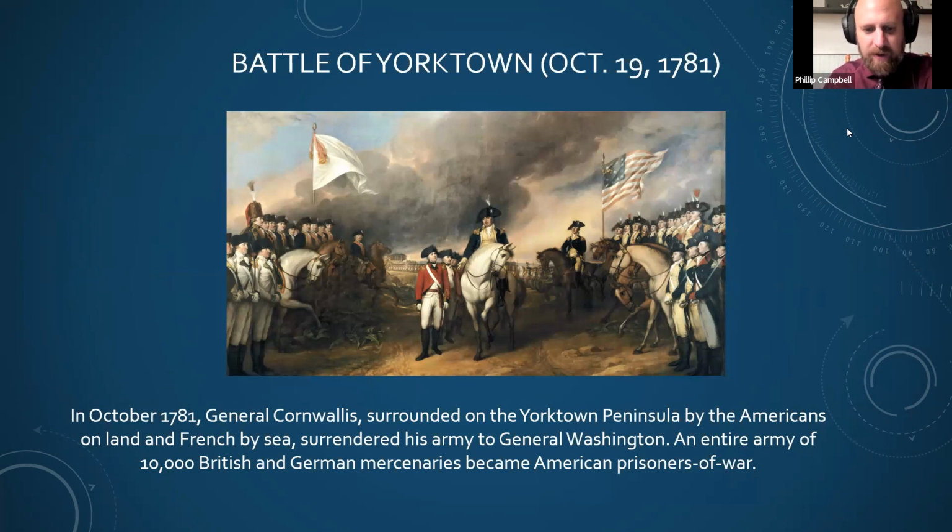In October of 1781, the British General Cornwallis found himself surrounded on Yorktown Peninsula in Virginia, with the Americans blocking off retreat from the peninsula and the French blockading him by sea. He surrendered his entire army to General Washington. An entire British army of 10,000 soldiers and German mercenaries became American prisoners of war. As Cornwallis surrendered, the British military played the song "The World Turned Upside Down," which must have been how it seemed to them. This is a massive, massive defeat, not just a defeat, but an entire army surrendered into American hands.